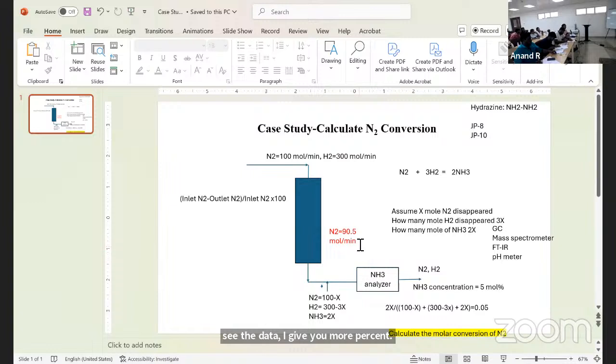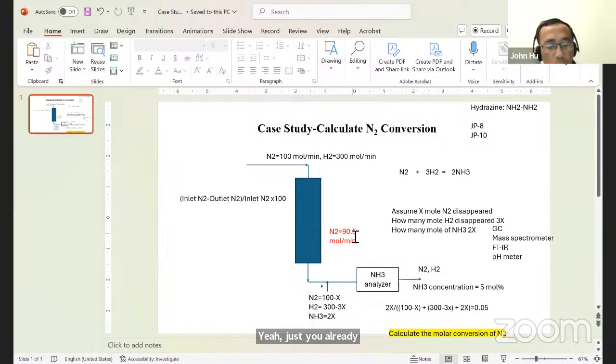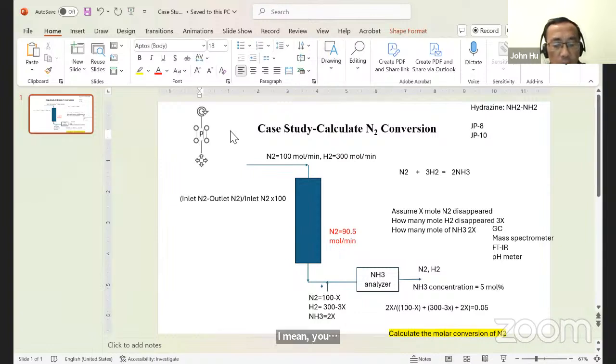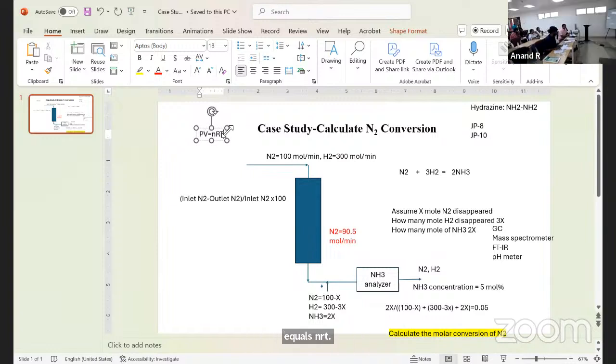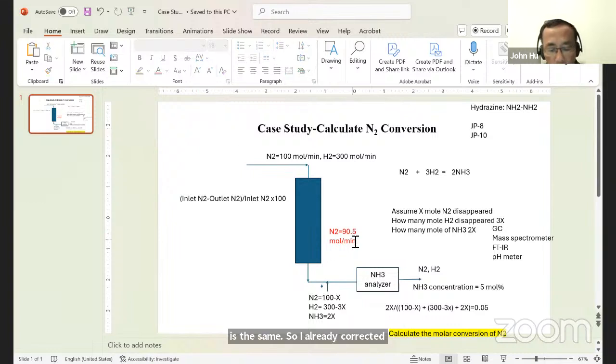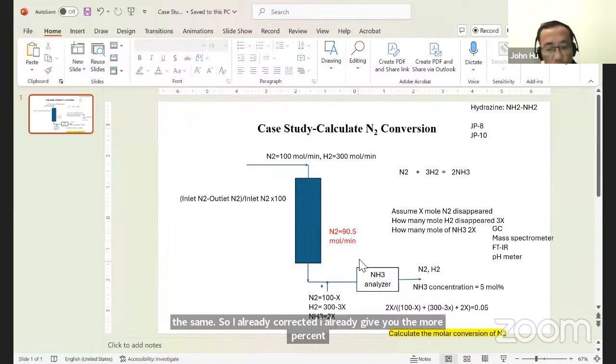You already get 9.52. That's a mole percent. That's not volume percent. I already changed it. That's why I say the mole percent and the volume percent are the same. In terms of PV equals nRT, it's the same. So I already corrected it. I already gave you the mole percent. So you say the 9.52 is right.